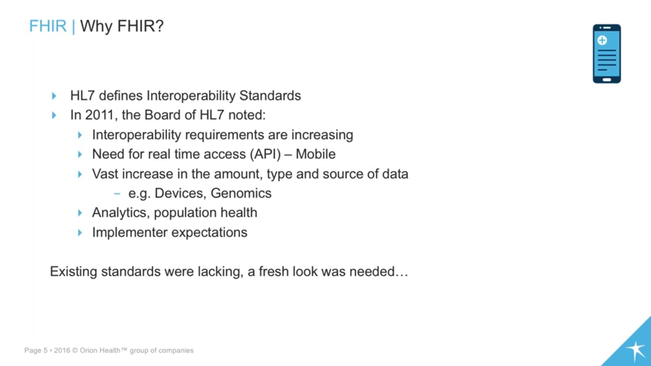So just to take a step back, HL7 defines a number of interoperability standards, and many of them are in active use today. Version 2 is common, CDA is one that you may well be aware of. But back in 2011, the board of HL7 noted a number of things. They noted that the actual requirements for interoperability are increasing, partly due to a vast increase in the amount of data and the type of data that was coming onto the market. They saw genomics increasing, they saw devices and information from devices, they saw new requirements, analytics and population health.